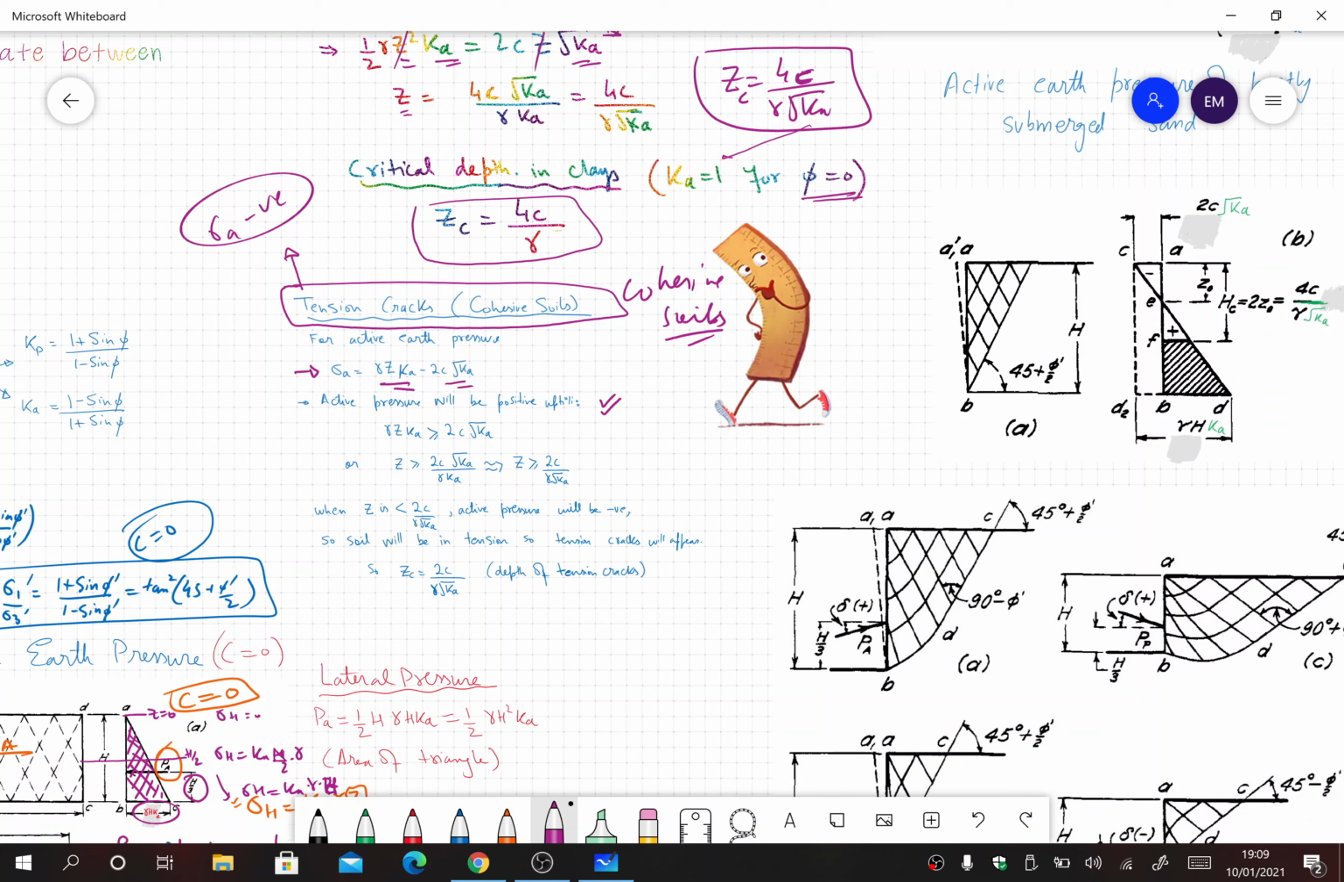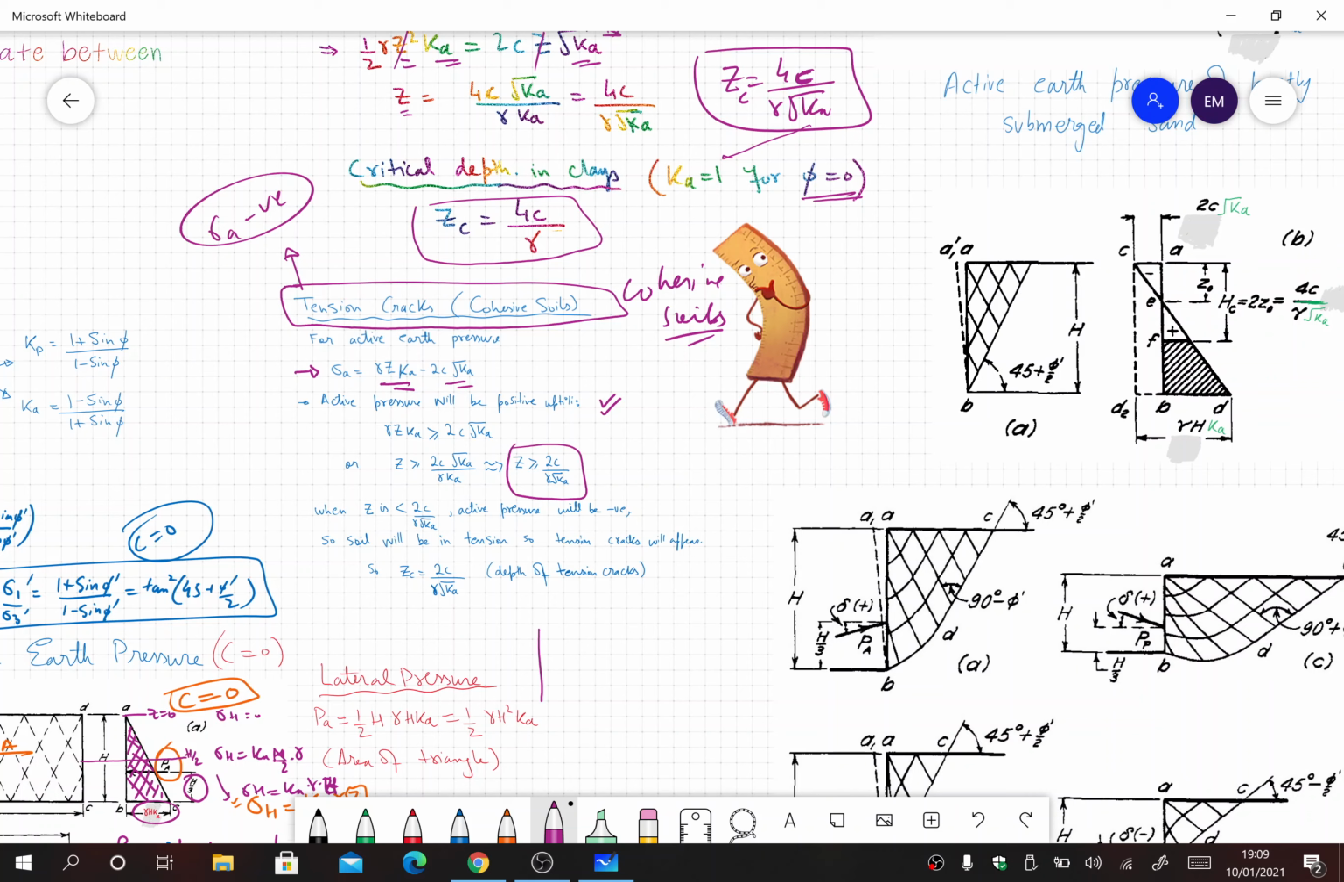Based on this, gamma z Ka should be equal to 2c root Ka. Shifting gamma and Ka to the other side, we are left with z equal to 2c over gamma root Ka. So up to a depth of 2c over gamma root Ka, we will have a tension crack. If our depth is less than that, there will be negative earth pressure, and that means there will be tension cracks.